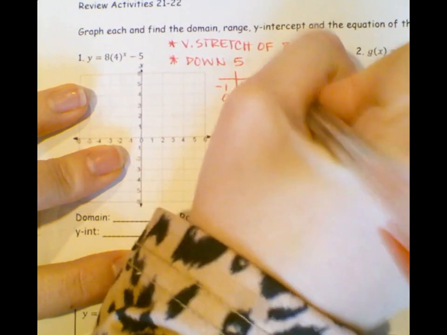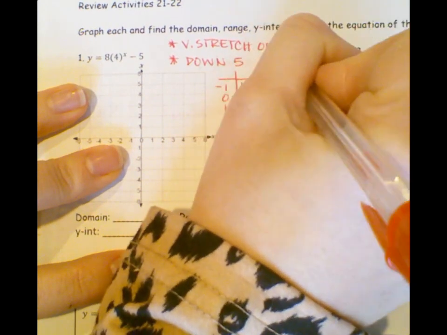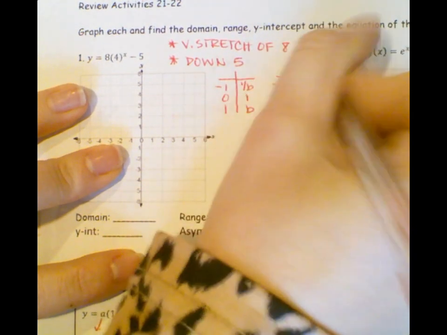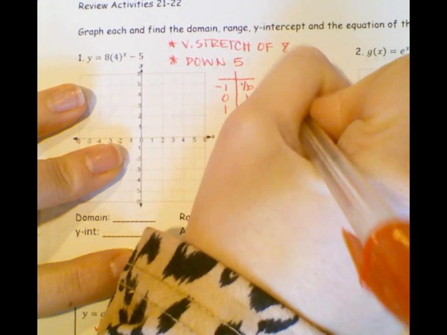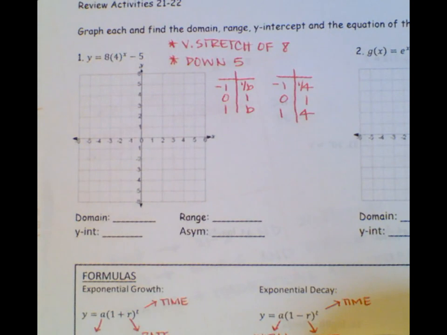So let's get our parent going. We'll have -1 and 1/4. We'll have 0 and 1. And we'll have 1 and 4. Okay, so now we do the stuff to it.